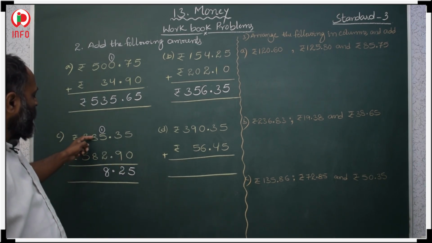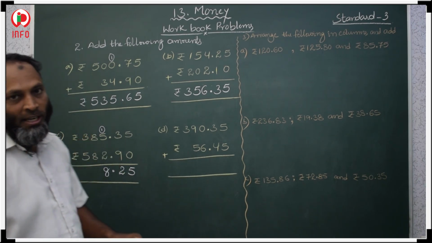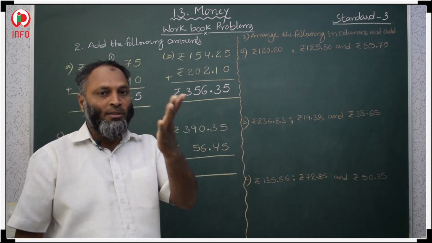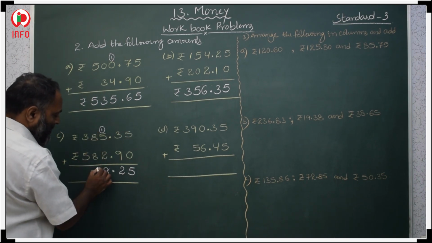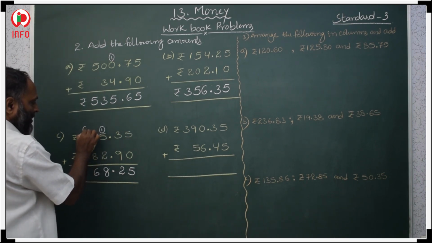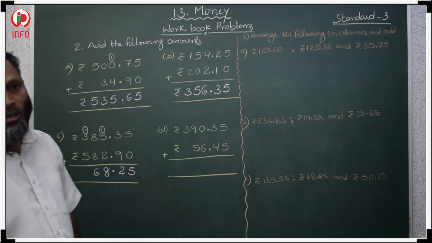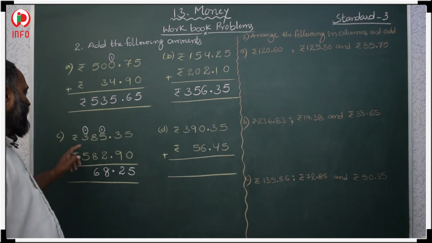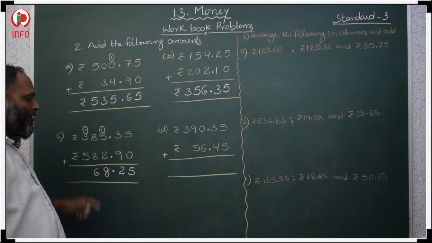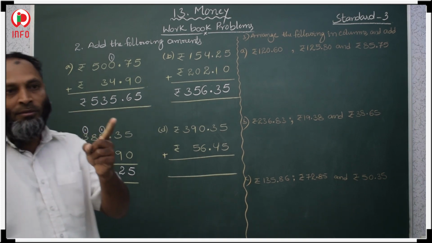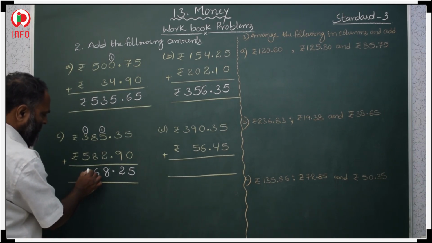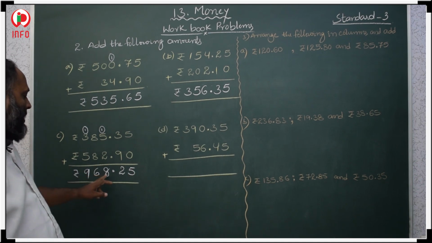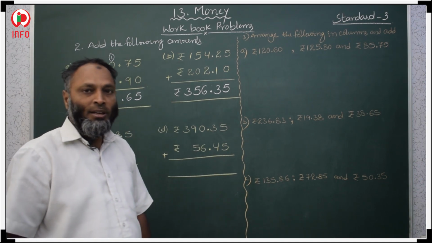Now, add this 8 and 8. 8 plus 8: 8, 9, 10, 11, 12, 13, 14, 15, 16. 16 means 6 in the tens place of the rupees, and 1 we take as carry over to the hundreds place of the rupees. Then 3 plus 1, 4. 4 plus 5, 5, 6, 7, 8, 9. It is 9. The answer is 968 rupees 25 paisa. Okay.